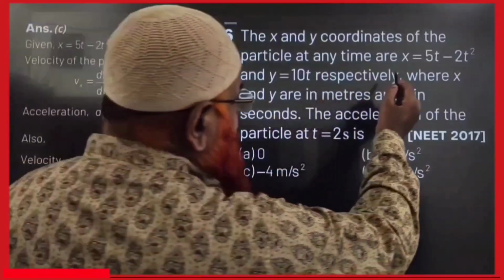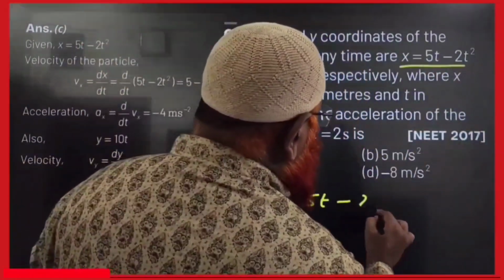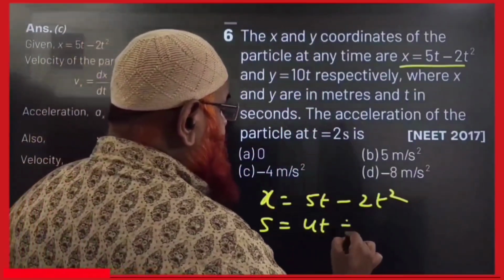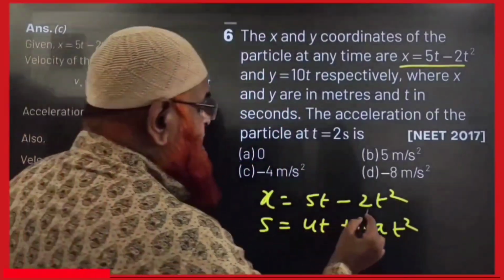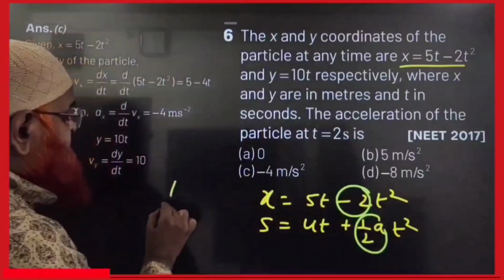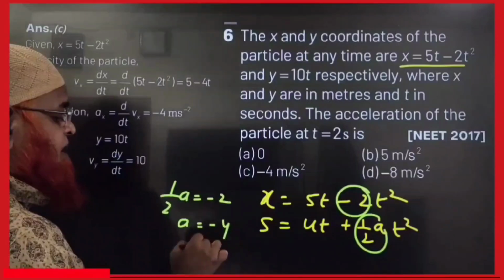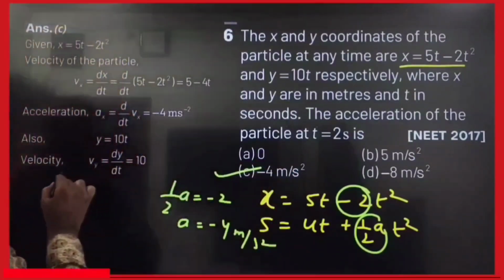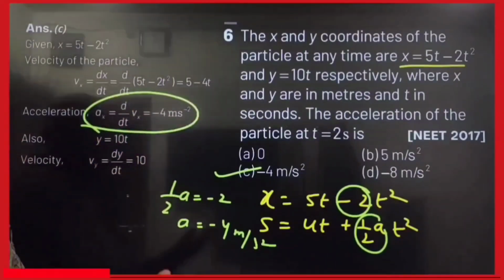You can just select this equation. See here it is 5t minus 2t square. Compare this with s is equal to ut plus half at square. That's it. Here you can see that in the place of half a, minus 2 is there. Half a is equal to minus 2. A is equal to minus 4 meter per second square is your answer. You need not do any differentiation to get the answer. Without differentiation you can solve.